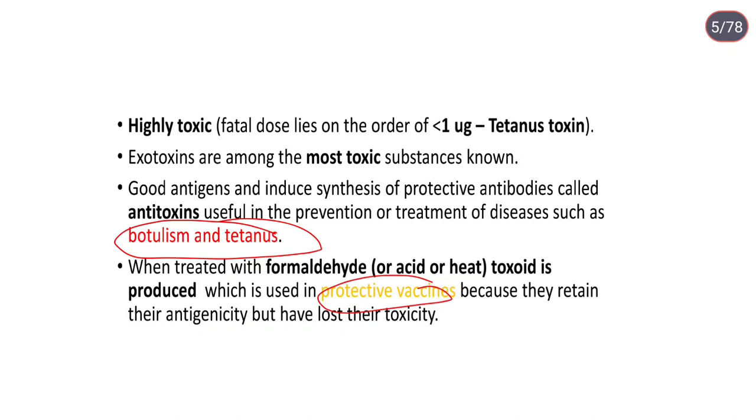There are some antigens that induce synthesis of protective antibodies called antitoxin. This antitoxin can prevent and treat diseases such as botulism and tetanus. And if you treat the exotoxin with formaldehyde, acid or heat, toxoid is produced. Toxoid is used in the production of vaccines, termed toxoid vaccines, like tetanus toxoid and diphtheria toxoid vaccine. I think you already know it.